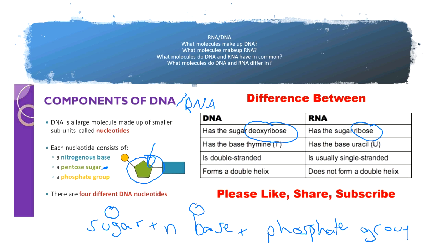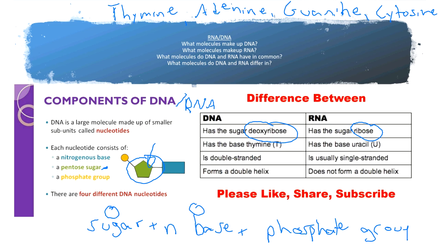The base is also different. Now when we talk about bases, we're talking about the purines and pyrimidines. The thymine, adenine, guanine, and then cytosine. These are the bases found in DNA. The only difference between DNA's base and RNA's base is that RNA does not have thymine. Okay, it just has uracil. So for RNA, instead of the thymine, it's canceled out and it has uracil. But the rest of these bases are the same.